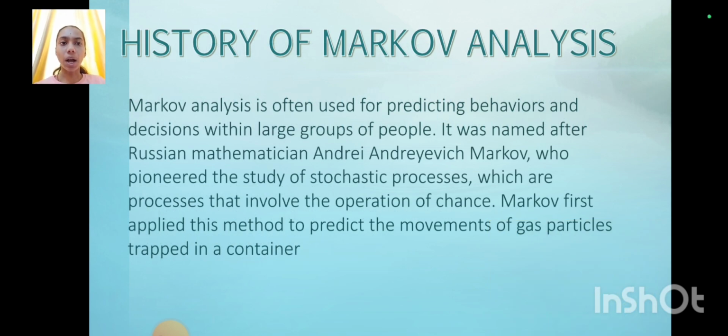History of Markov analysis. Markov analysis is often used for predicting behaviors and decisions within large groups of people. It was named after Russian mathematician Andrei Andreevich Markov, who pioneered the study of stochastic processes, which are processes that involve the operation of chance. Markov first applied this method to predict the movements of gas particles trapped in a container.